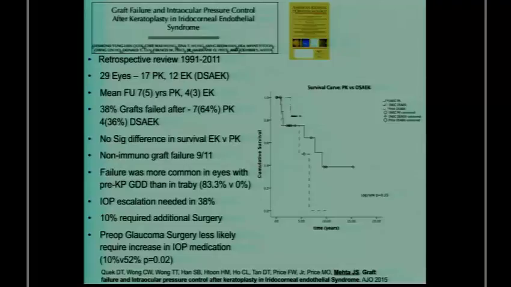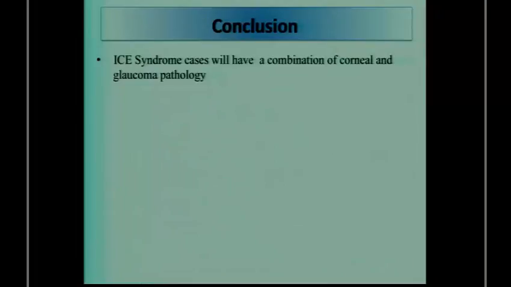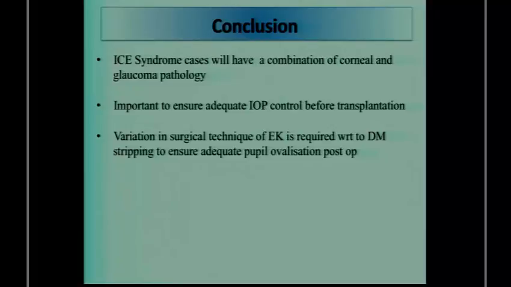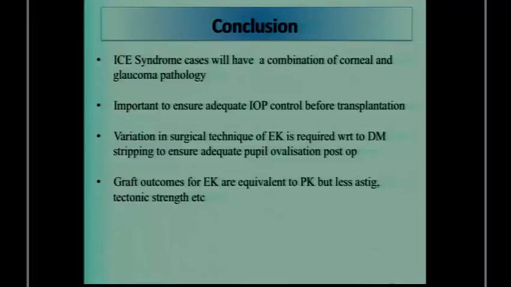So in conclusion, ICE syndrome cases will have a combination of corneal and glaucoma pathology. It's important to ensure adequate intraocular pressure control before corneal transplantation. Variation in surgical technique of EK is required with respect to the Descemet-like membrane stripping, to ensure adequate pupil ovalization post-operatively. Graft outcomes for EK are equivalent to PK, but of course you have all the significant benefits that we all know of the EK technique over PK itself.